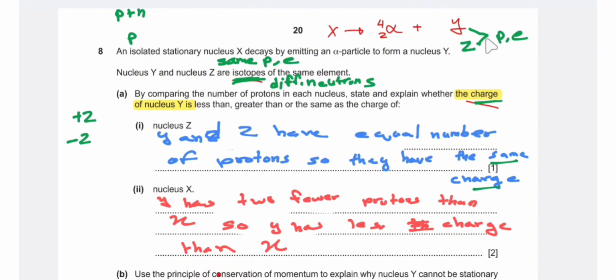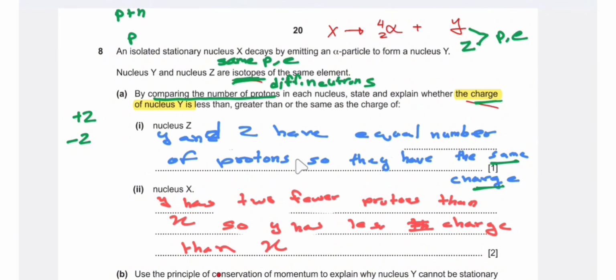So Y and Z are isotopes, which means they have the same number of protons and electrons. Since they have the same number of protons and electrons, they have the same charge. Now, we don't need to mention the electrons in our answer, since we need to state our answer by comparing the number of protons. So we only state the number of protons and not the electrons.